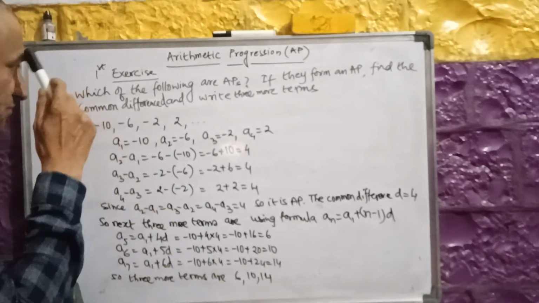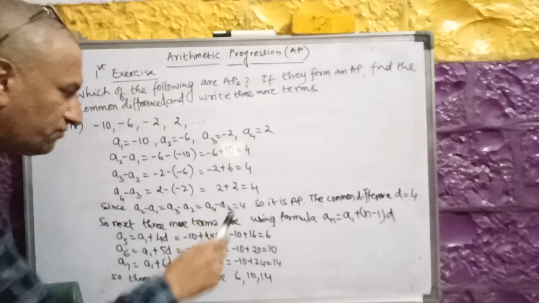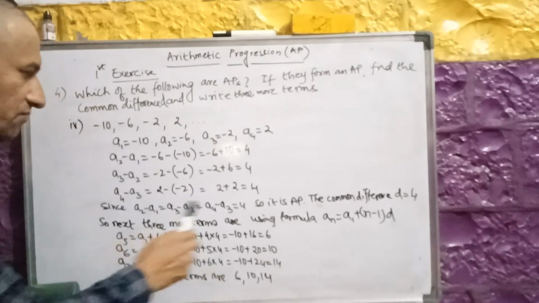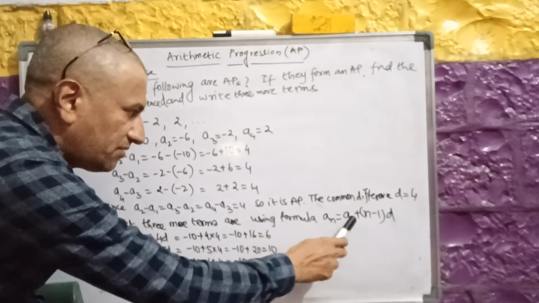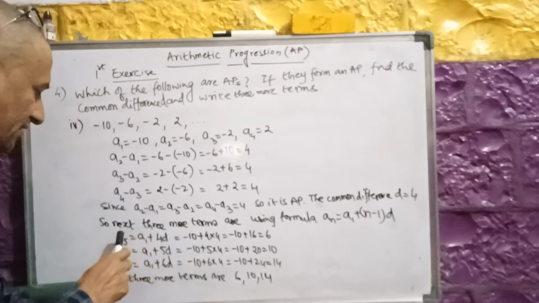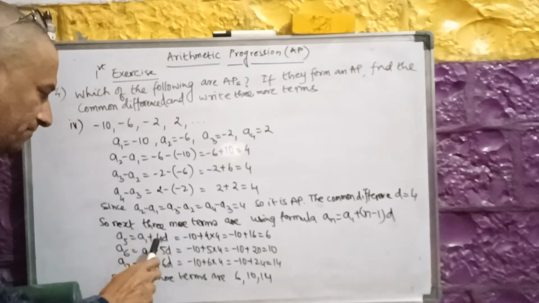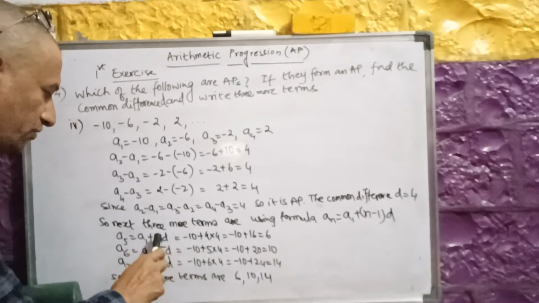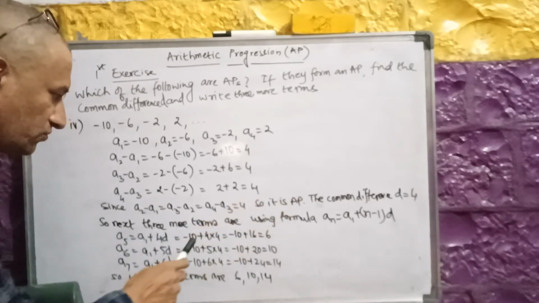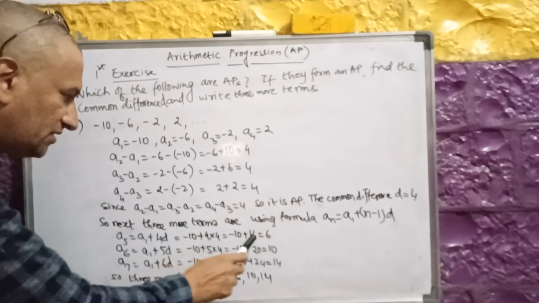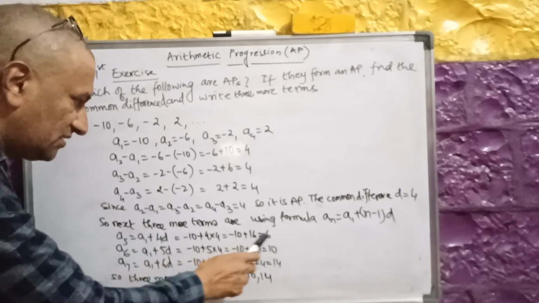Now since it is an AP, we have found out the common difference. Now we need to find three more terms. So using the formula an is equal to a1 plus (n minus 1) d, we get the fifth term equal to a1 plus 4d, which is nothing but minus 10 plus 4 into d. We have found d is 4, so 4 into 4 is 16, minus 10 plus 16 is 6.